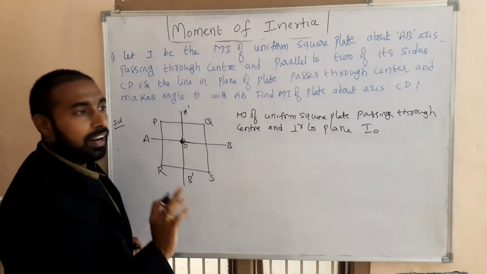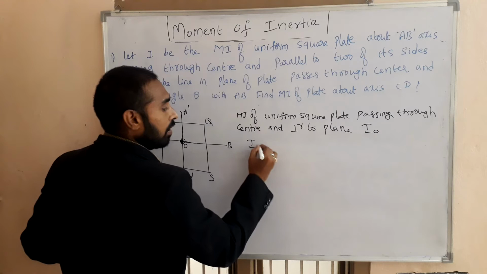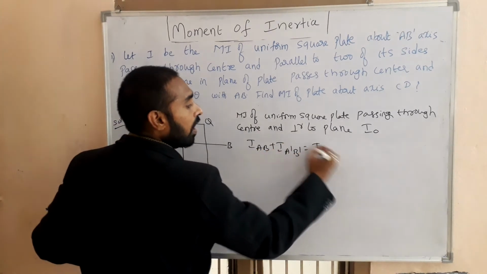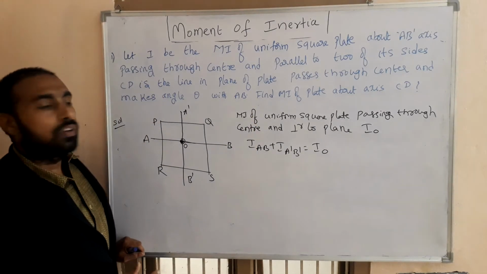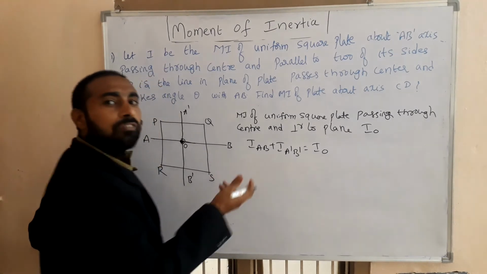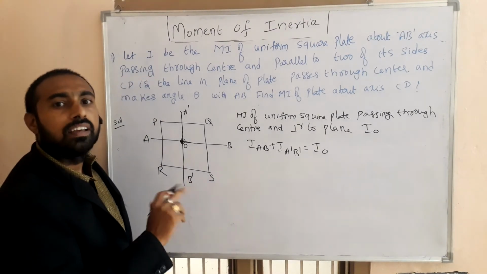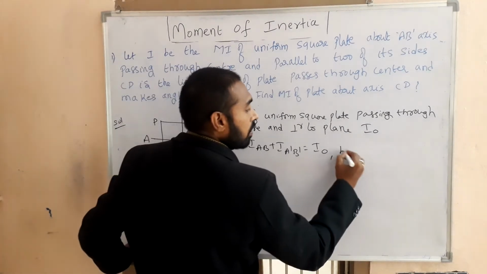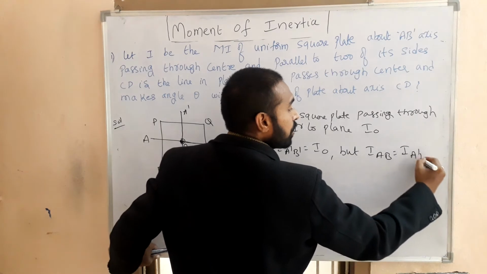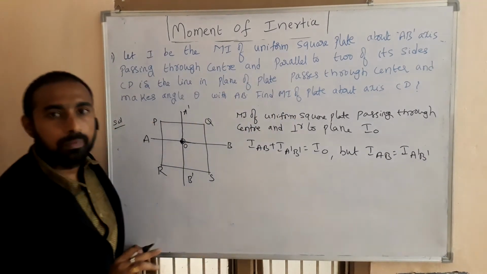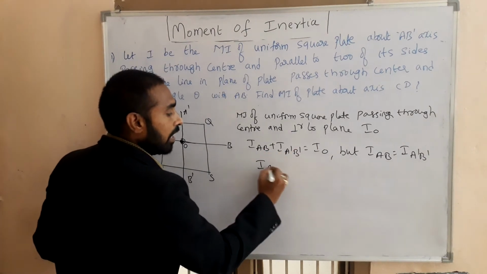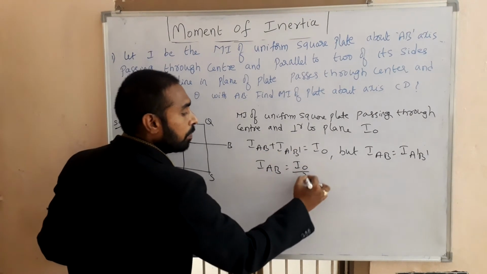By using the perpendicular axis theorem, I am writing I_AB plus I_A'B' equal to I naught. But a very important point is, based on symmetry, the moment of inertia about both the axes is the same. I_AB equals I_A'B'. This is based on symmetry. So if I substitute that, I will get I_AB equal to I naught by 2.